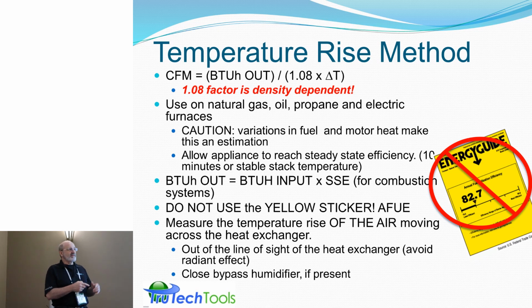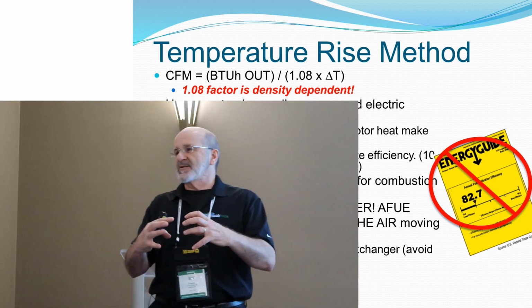One thing you've got to be aware of, that 1.08 is a simplified equation. It's got baked into it the density of the air. So if the air density is different than standard air conditions, that 1.08 factor is no longer true. It can vary: 1.05, 1.07, 1.09, depending upon the air density. And again, density is affected by temperature and humidity. Those are the things we're trying to change in the system, so you might be chasing your tail.